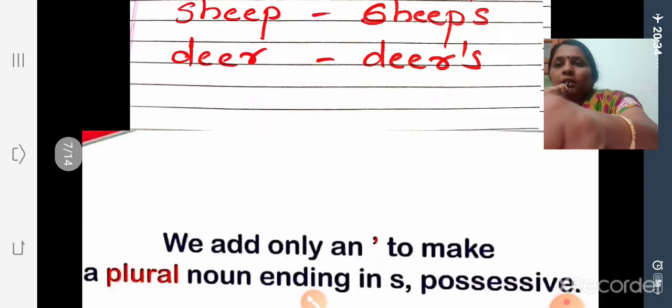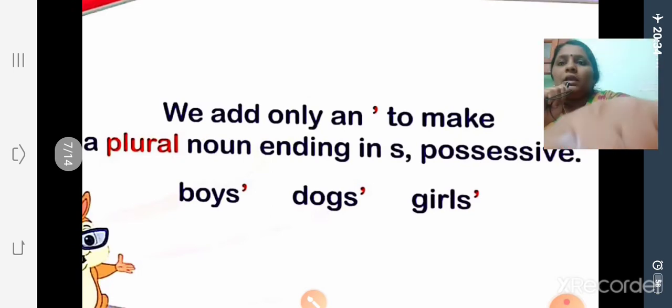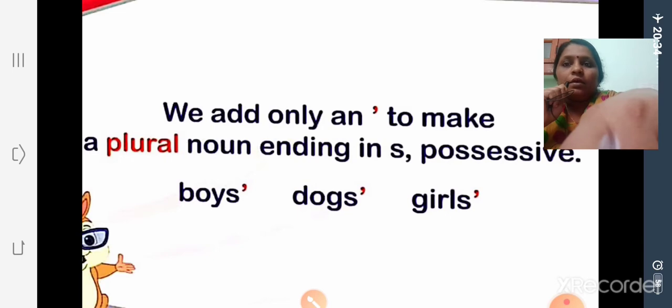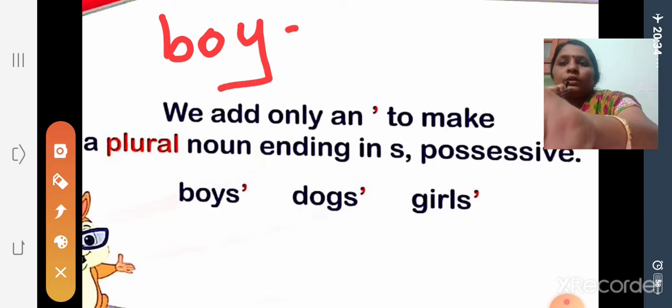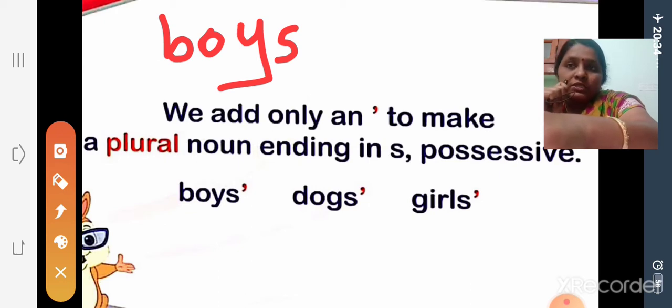Then next one, we add only an apostrophe to make a plural noun ending in s possessive. So suppose here, for example, boys. We have to change this plural noun to possessive. So here it is said that if we want to make a plural noun ending in s possessive, we have to add only an apostrophe.